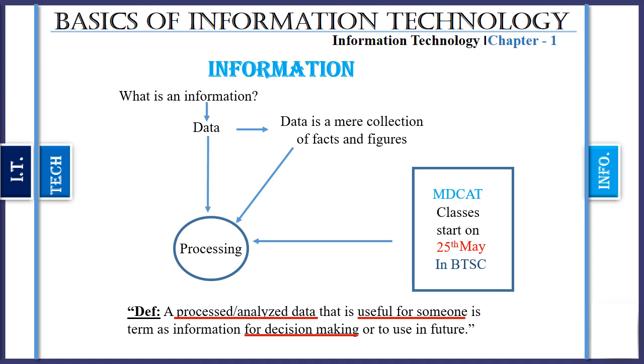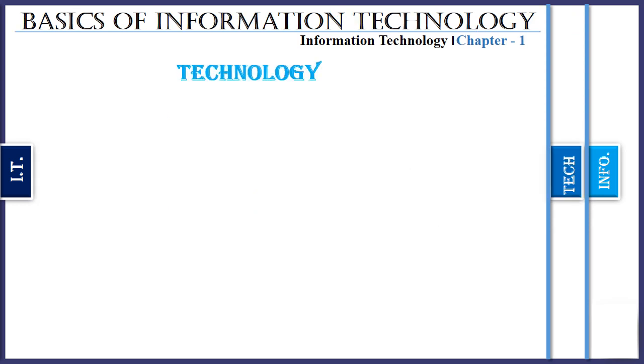As in the example, we can take a decision: if we are free and we don't have any work, we can join the MDCAT classes in PTSC. But if we have some commitments, we cannot. So this procedure is giving us the information that MDCAT classes are going to start on 25th of May in PTSC.